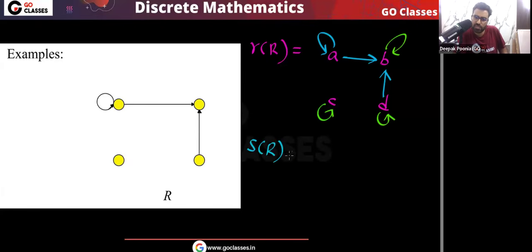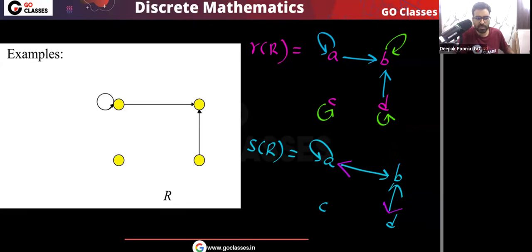What will be the symmetric closure of R? You draw R as it is. Now to find the symmetric closure, what will you do? For every edge, you will put the edge in the other direction also. So you will put this edge also. Do you agree? This one-directional edge, you will make it bidirectional. Basically, make every unidirectional edge into bidirectional. Yes or no? That's it.